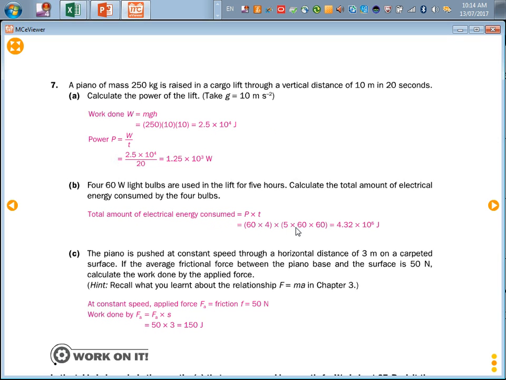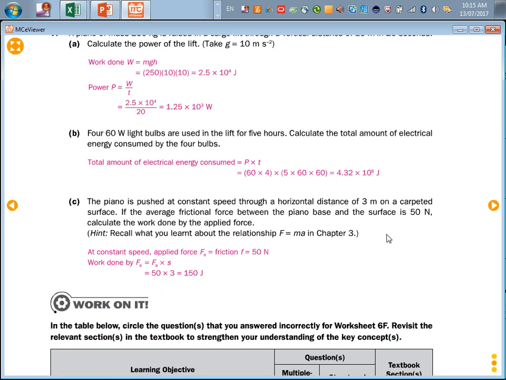And how long were they used for? 5 times 60 times 60 seconds. Because we need to convert hours to minutes, then to seconds. This is the amount of energy used. So apparently in this question, the amount of energy used for the light bulbs is actually greater than the amount of energy used to bring the piano up 10 meters. Okay? So probably not very efficient also.